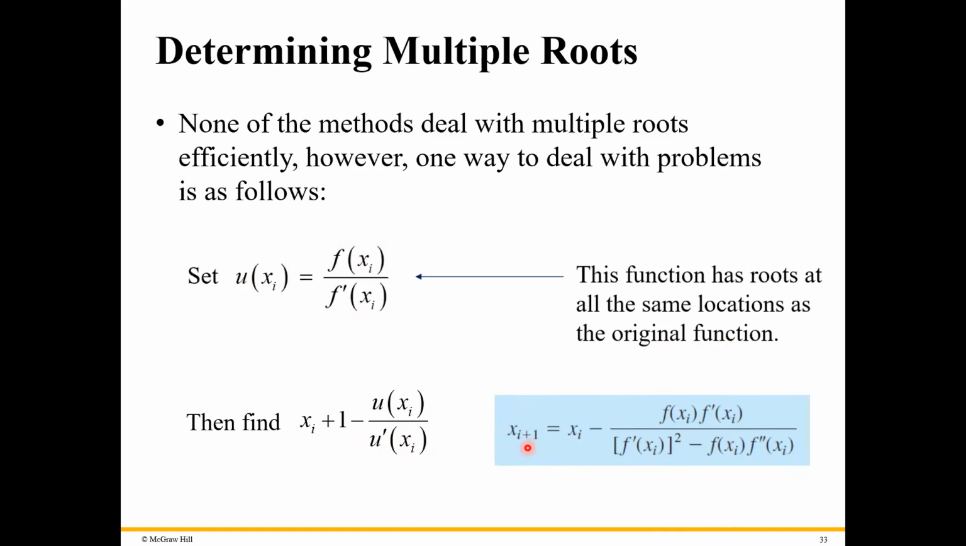x_{i+1} will be equal to x_i minus f(x_i) times the derivative f'(x_i), divided by the square of the derivative minus f(x_i) times f''(x_i), that is the second derivative. So in this case, we get a formula in which, in addition to the first derivative, we also need to find the second derivative of the original function.